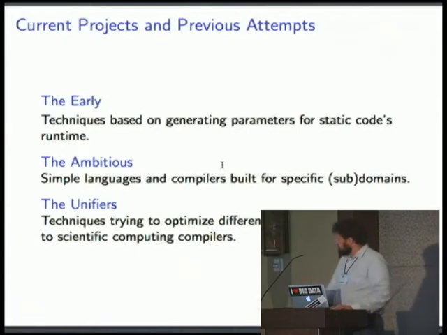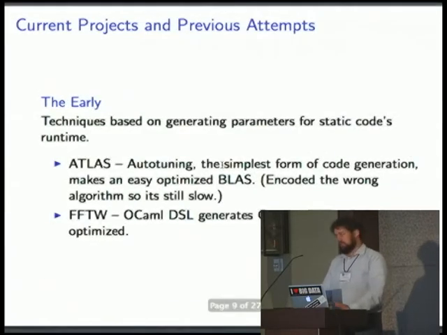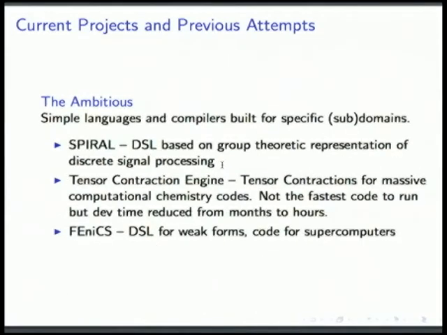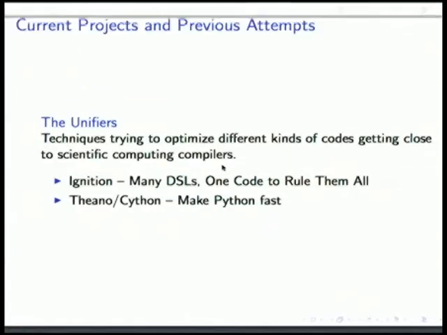So just to give a history of some code generation projects, I call them the early, the ambitious, and the unifiers. The early included Atlas and FFTW, which basically just generated code based upon block sizes, sometimes called auto-tuning. In the ambitious, quite a few subdomains started using these ideas. Spiral is one that's now used on every Intel chip. Tensor contraction engine is another, for chemistry, that took chemistry code from taking months to build to hours, and ran just as fast, and Phoenix, which I already mentioned.